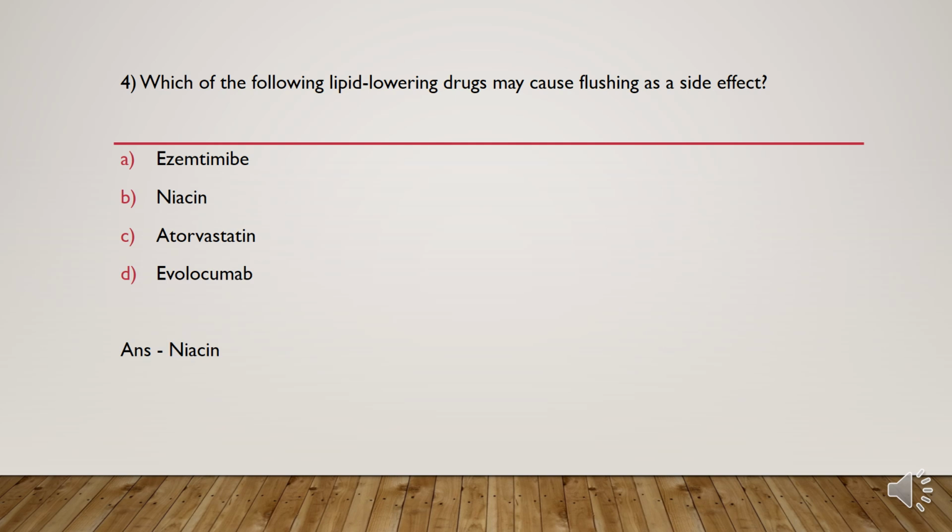Fourth question: which of the following lipid-lowering drugs may cause flushing as a side effect? Options are ezetimibe, niacin, atorvastatin, evolocumab. Answer will be niacin, because it causes vasodilation, which leads to flushing, especially on the face and the upper chest. It is due to the prostaglandin release, which can be reduced by taking aspirin 30 minutes before the dose.